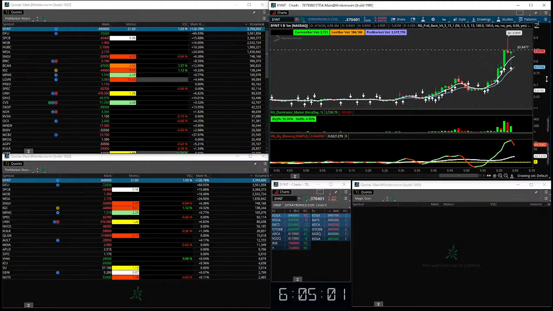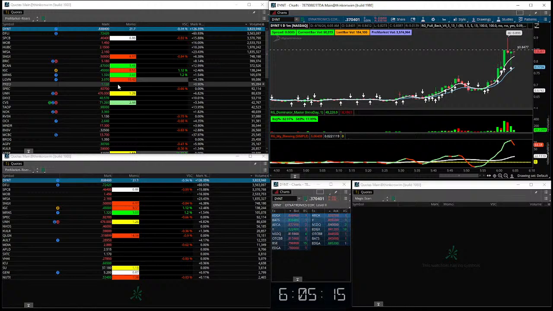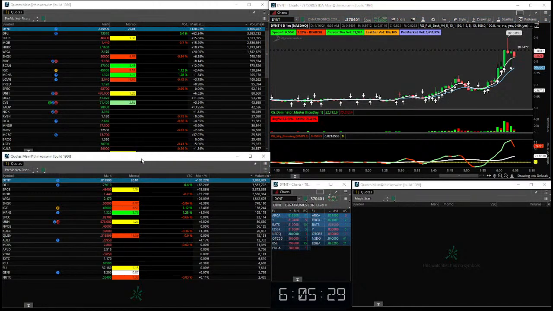Let's see if we can break through resistance. It doesn't look like we're going to. Good job, Rob. Looks like the party's over for this one for the moment.